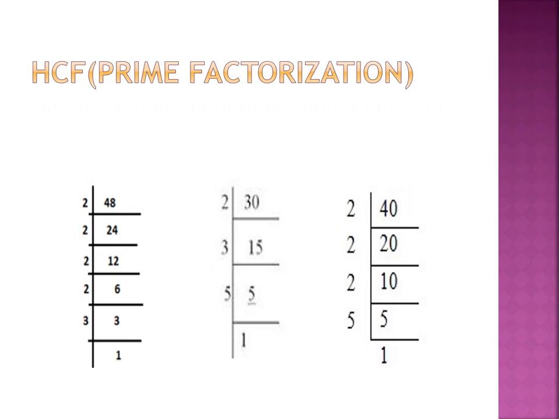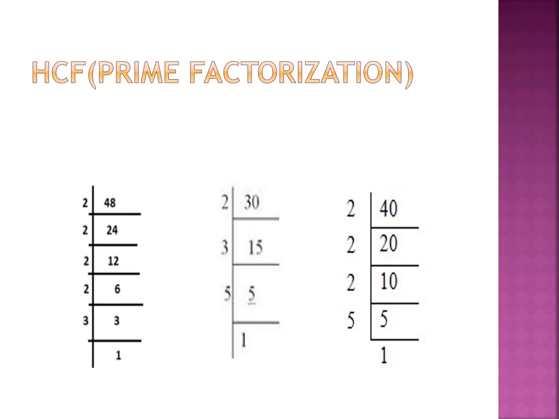Part D is 48, 30 and 40. Why did I pick part D? Because it contains 3 numbers to compare. Now you have to do the same procedure. Previously we had 2 numbers and now we have 3 numbers. Do the prime factorization by following the same procedure, by recalling your tables and your hints: pick the small number, recall the even number.